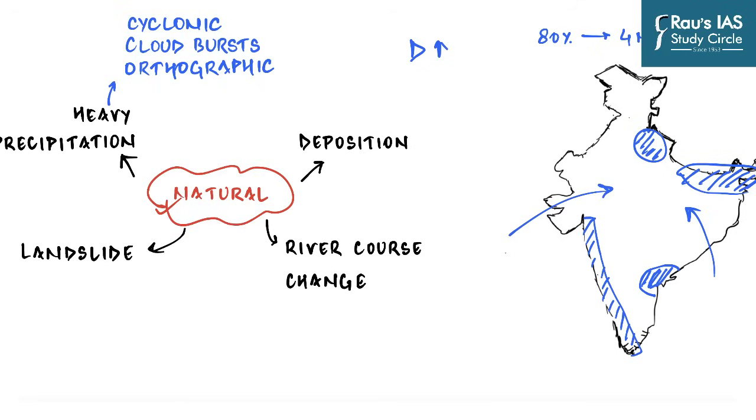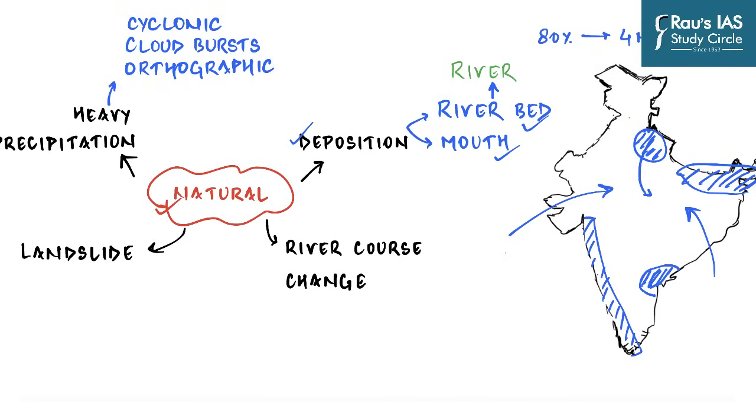Then after heavy precipitation, you have another natural cause which is known as deposition. We know that as the rivers flow along, they take along with themselves sediments because they erode either the riverbed or the sides of the river. Now when we talk about the deposition on the riverbeds, that is mainly due to the erosion and the eroded material which the river has brought from the mountainous regions.